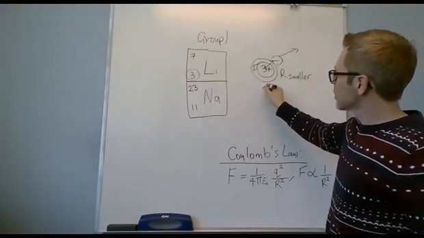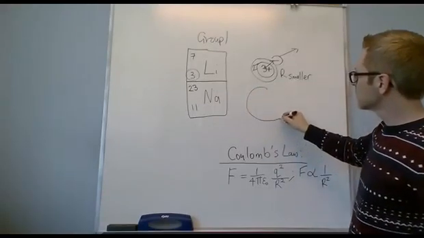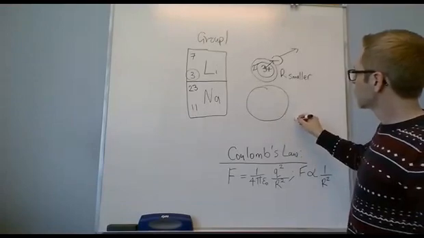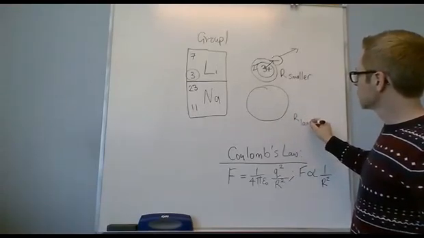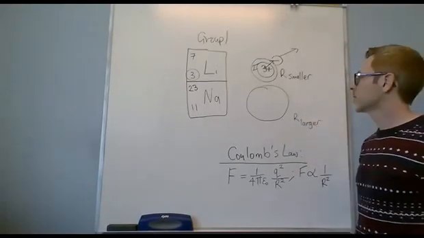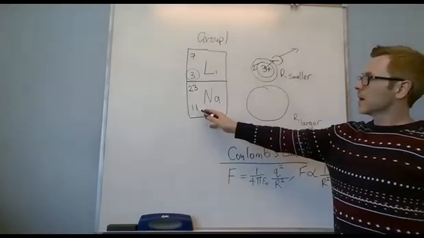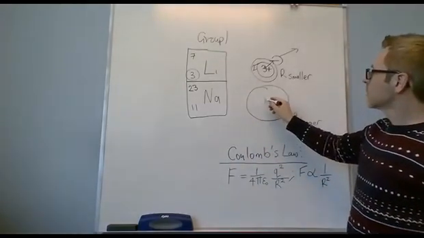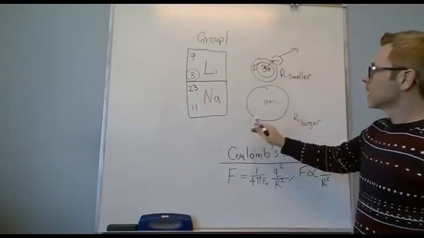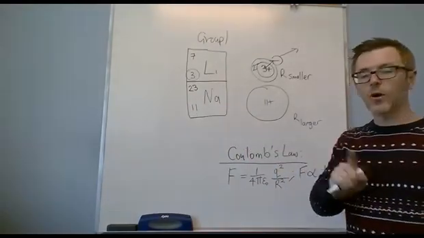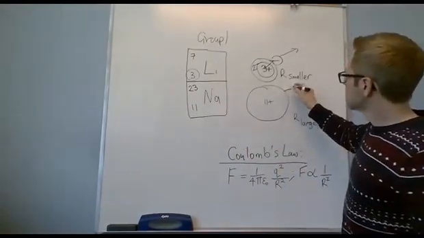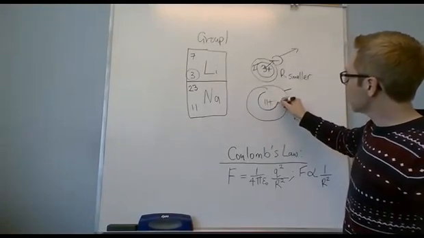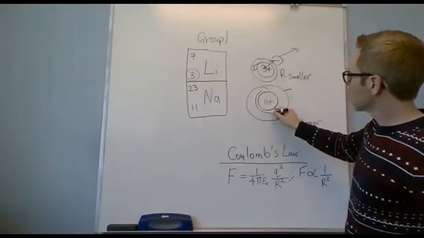If you compare that with sodium, which we know is larger, we know r is larger. We have 11 protons. It's in group 1, so we only have 1 valence electron. So we have a thick band of 4 electrons.